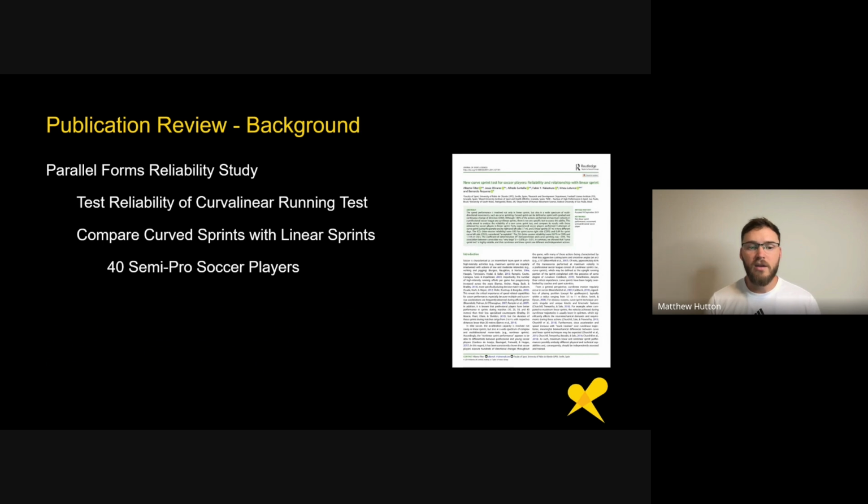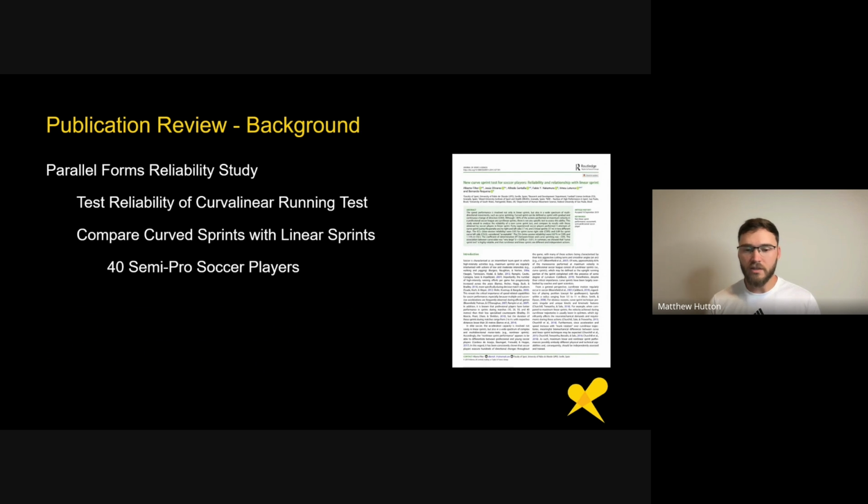And so the study had 40 semi-pro soccer players involved that tested on 2 separate days. So they had an instructional period where they gave the lay of the land, or the 2 different tests that they were going to be doing. One was just a linear sprint, and it was 17 meters. That was selected based on the length of the curve surrounding the penalty spot.